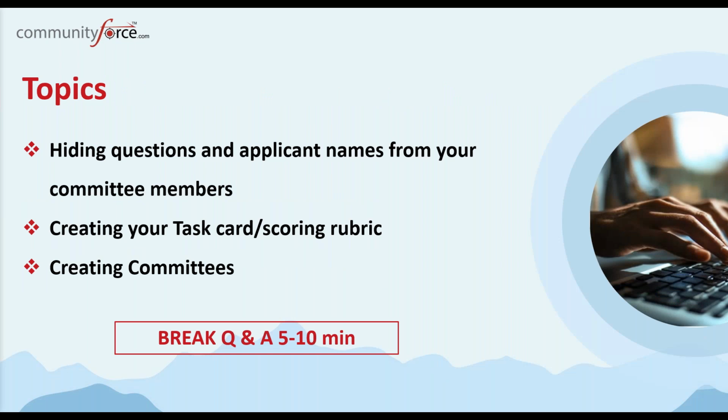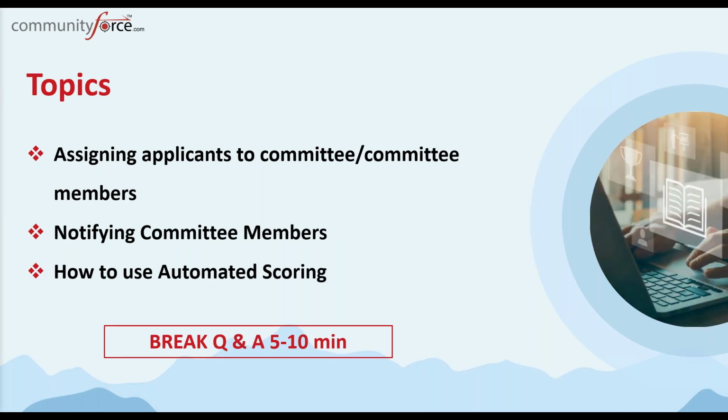So the topics we're going to be covering is, first of all, you may have a blind review process where you don't want your reviewers to see the names of the applicants they're reviewing. So we'll show you how to hide questions, how to hide names so that those reviewers on your committees can't see those individuals who they're reviewing. We'll talk about how to create task cards and scoring rubrics, and then how to create the committee and add members to that committee. And then we'll take a quick Q&A break, and that'll be about 5 to 10 minutes, depending on the questions that come through. And then after the break, we'll talk about assigning applicants. So you've created your committee.